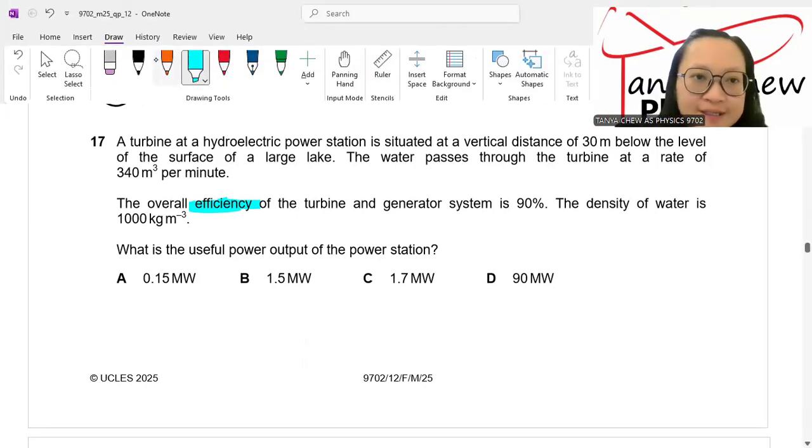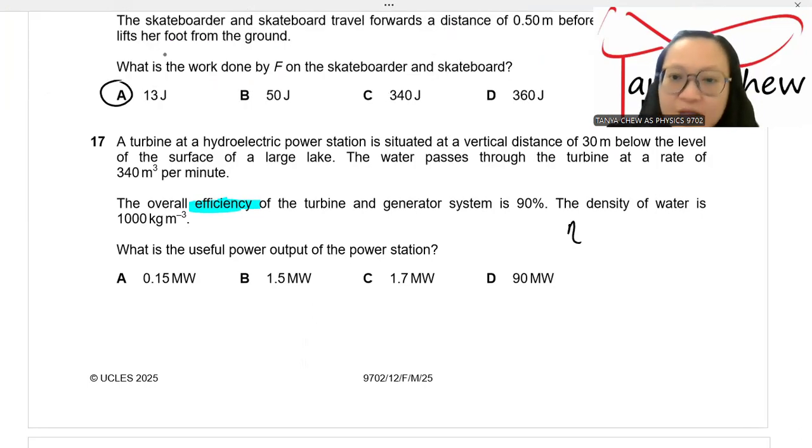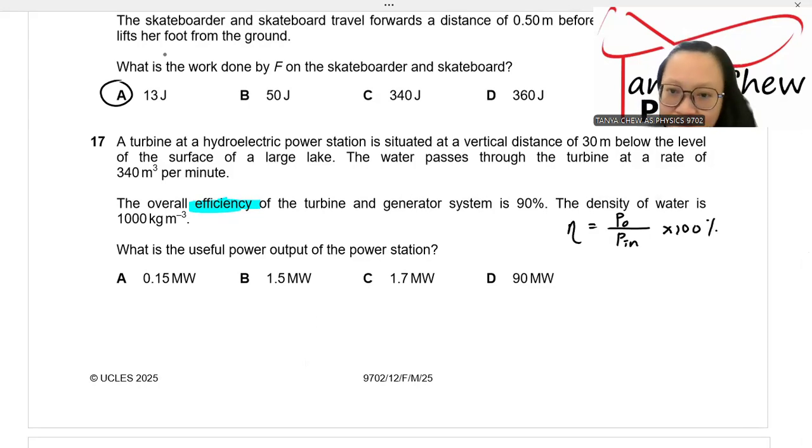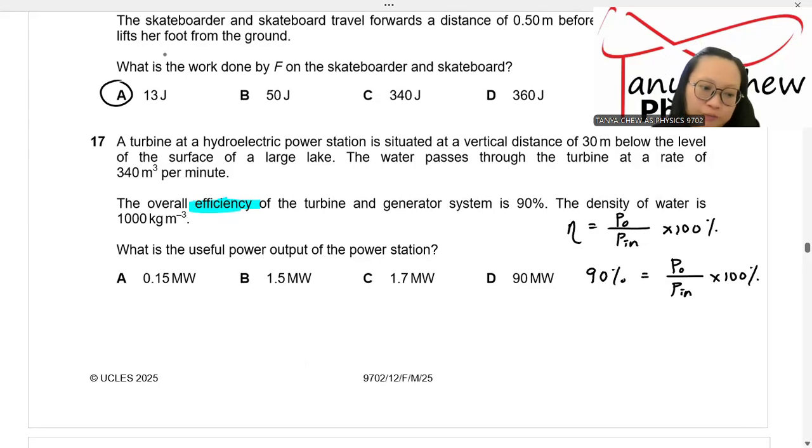Now, efficiency, the symbol is called eta, is equal to useful output power over input power times 100%. I have the efficiency, which is 90%. I don't have the input power. I'm supposed to find the output, but I don't have the input power. So I need to find my input power first. Power is defined as work over time.